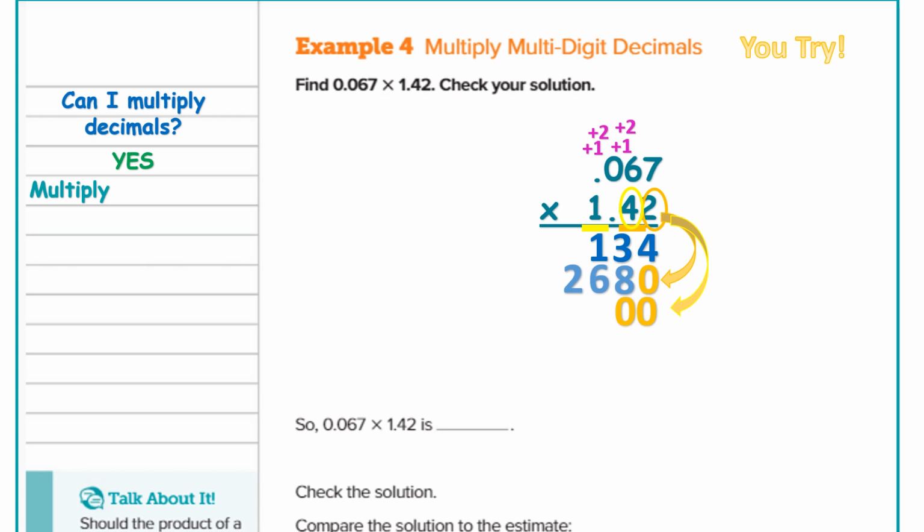Now I'm going to multiply with my 1. 1 times 7 is 7. 1 times 6 is 6. 1 times 0 is 0. But I don't need to put that.